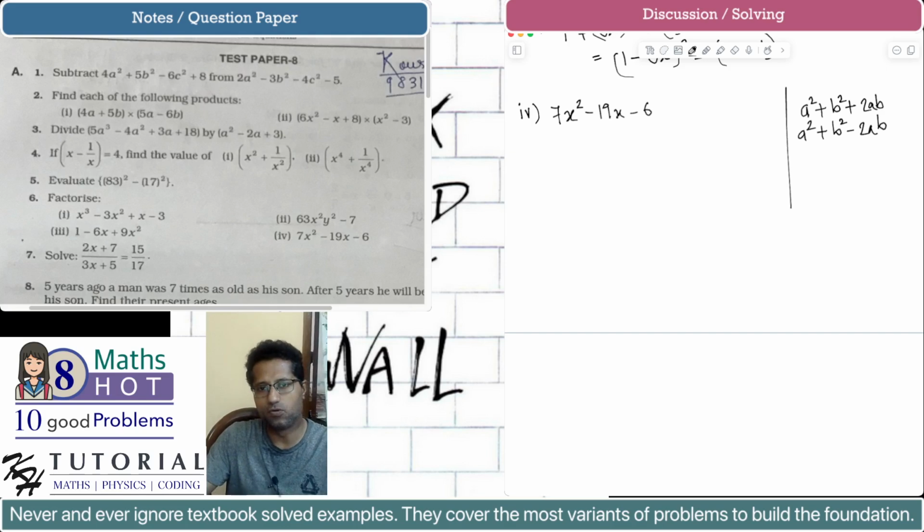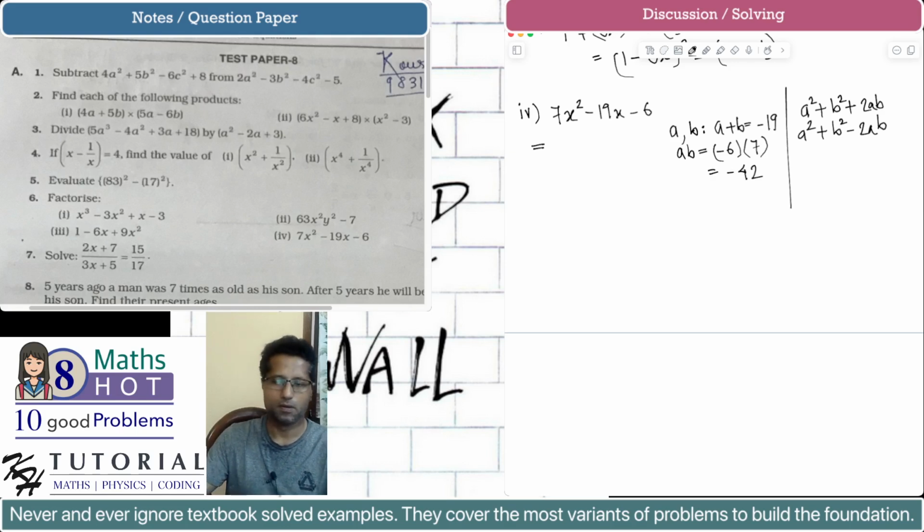So definitely we have to do the factorization, as this is a quadratic trinomial. We have to find the two numbers a and b, such that a plus b will be equal to the coefficient of x, that is minus 19, and a into b will be the product of the constant term, minus 6, and the coefficient of x square, which is equal to minus 42. So we have to find a and b such that a plus b is minus 19 and ab is equal to minus 42.